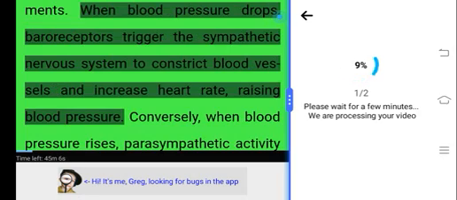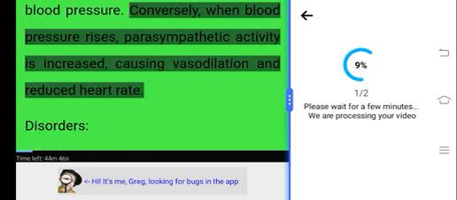When blood pressure drops, baroreceptors trigger the sympathetic nervous system to constrict blood vessels and increase heart rate, raising blood pressure. Conversely, when blood pressure rises, parasympathetic activity is increased, causing vasodilation and reduced heart rate.